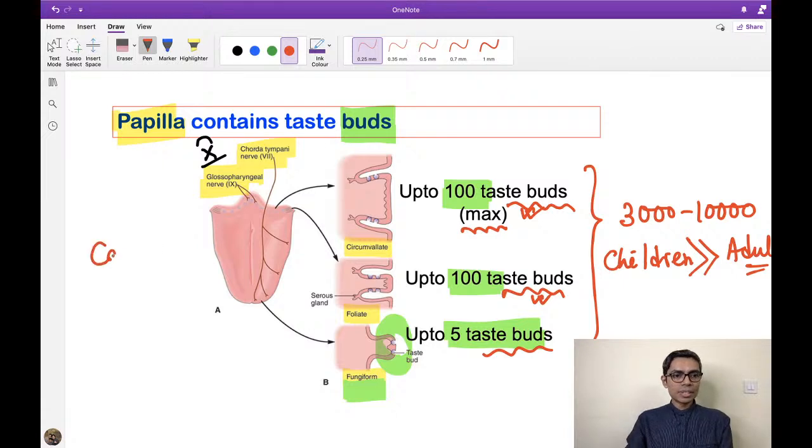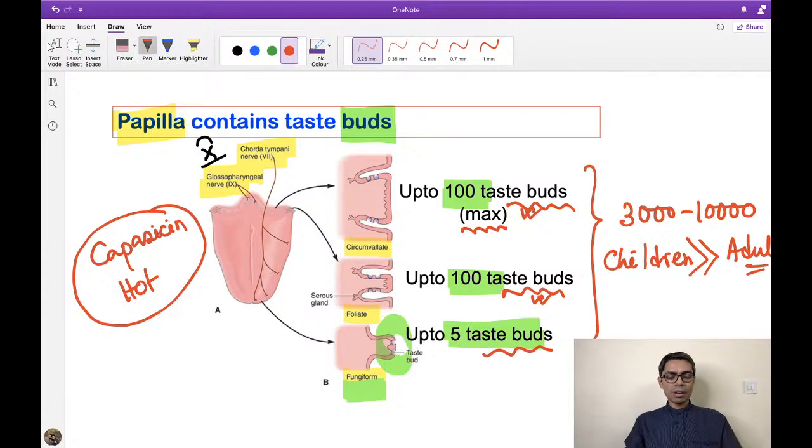you know that there is an ingredient inside the chili which is capsaicin, right? Or if you take some hot water or hot tea, what will happen? You can easily perceive the sensation of capsaicin, that is the chili sensation, or you can perceive the hot sensation. But this is not a kind of taste sensation. This is not going to stimulate your taste bud.